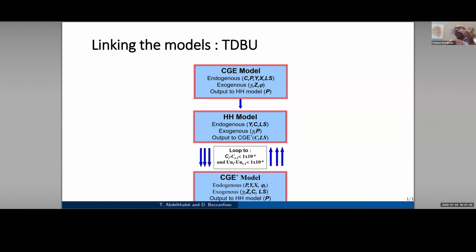We have the transmission or the link from the CGE model to the household model, or the household survey, and we have the reaction from the household level after absorbing the shock, and we look at the situation on the top model, on the CGE model, and do the loop until there is a convergence of the situation.